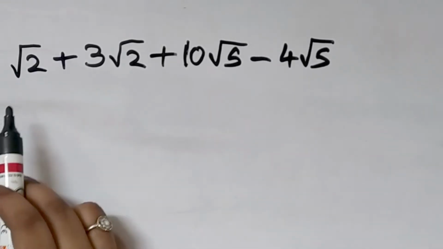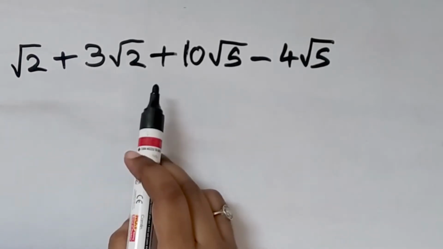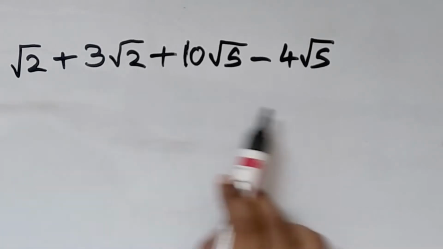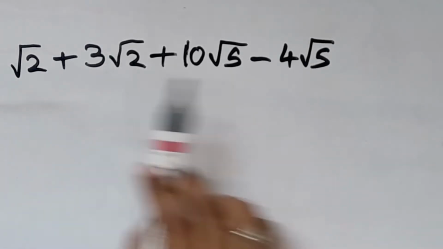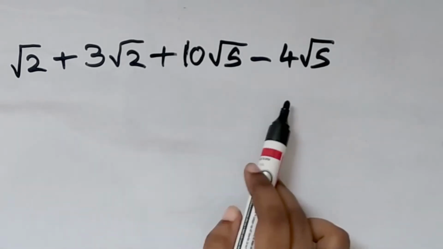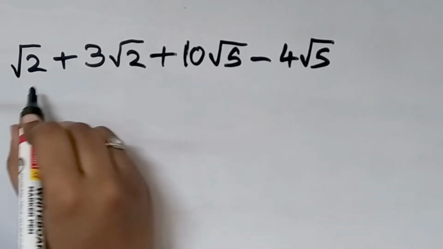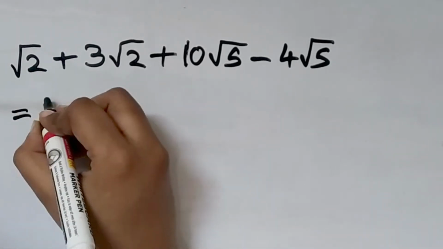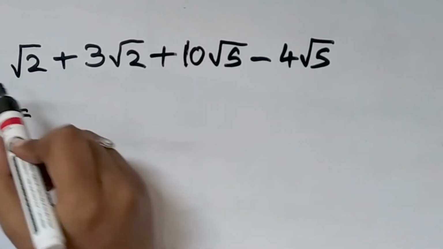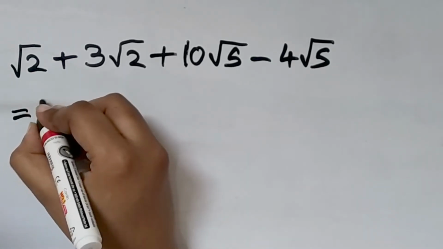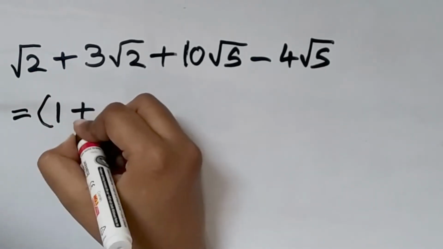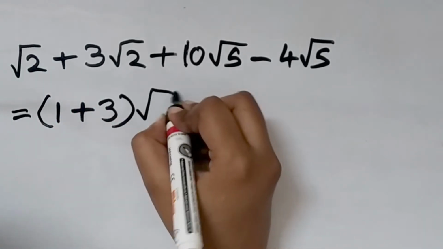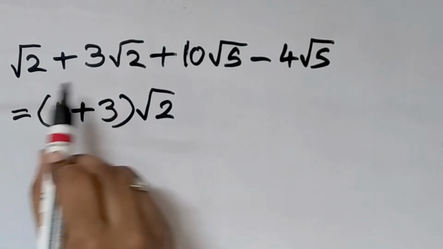Now, see this problem. Root 2 plus 3 root 2 plus 10 root 5 minus 4 root 5. Now, we can add and subtract only like surds. These two are like surds and these two are like surds. Here, root 2 is common in both terms, so we will take it outside the bracket. Here there is only root 2, that means 1 into root 2 is there. So we will take 1 plus 3, the whole thing, and root 2 we have taken outside the bracket.